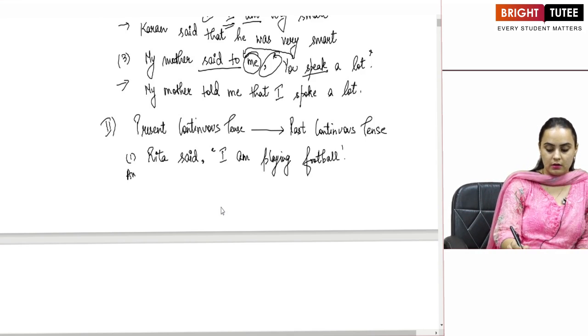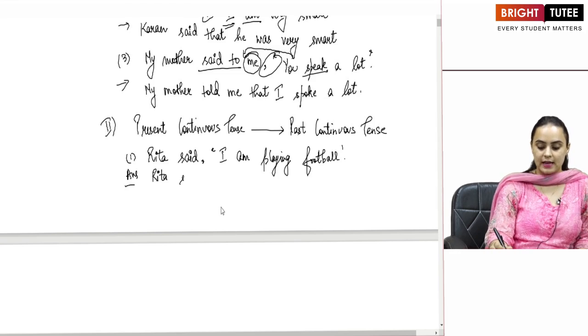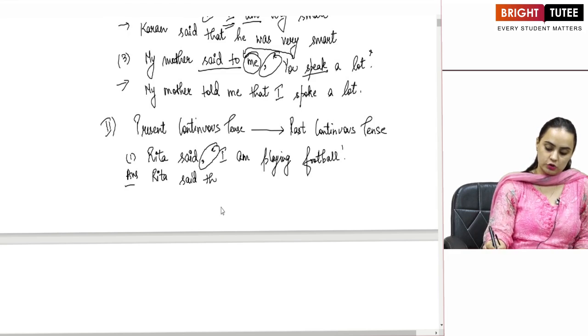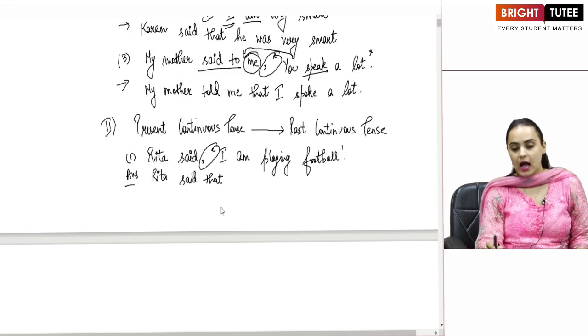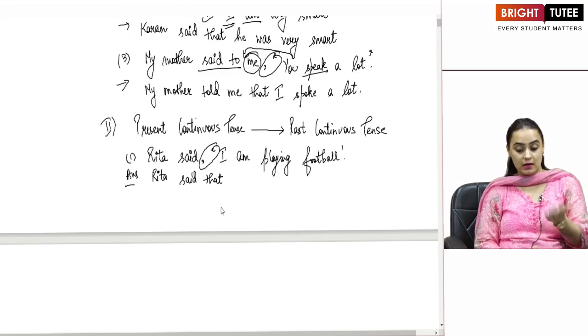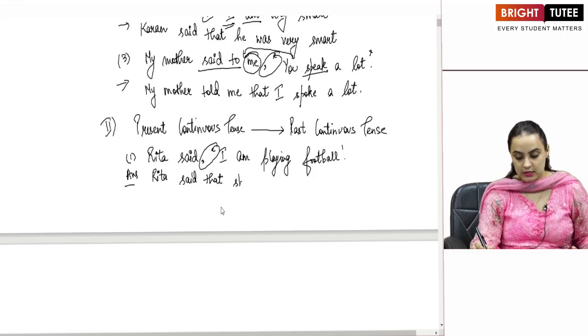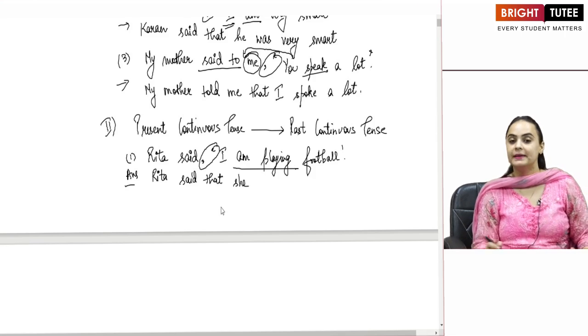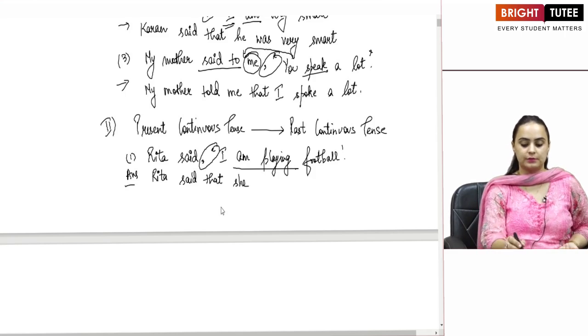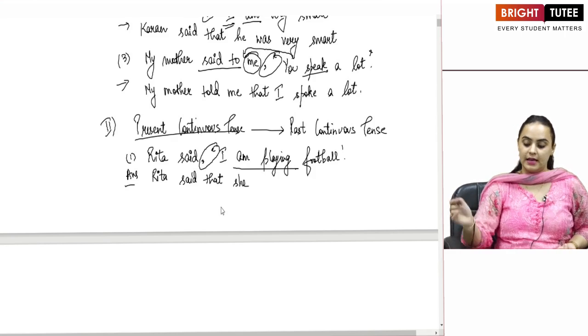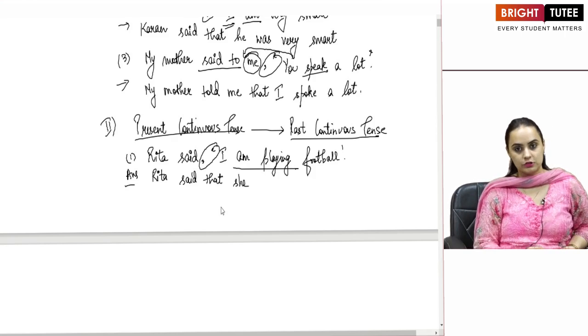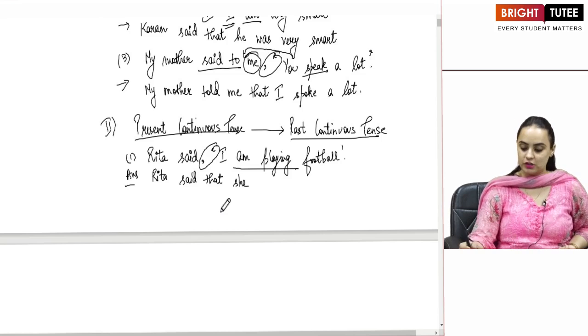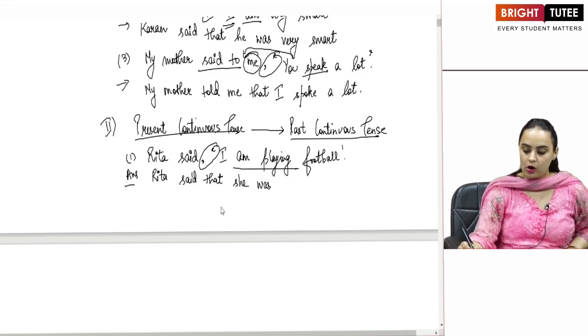My speaker is Rita, so she remains as it is. Said remains as it is. Comma changes to that. I has been used for Rita, who's a girl, so she. Am playing: which tense is it? Present continuous. It changes to past continuous. So am playing changes to was playing football.